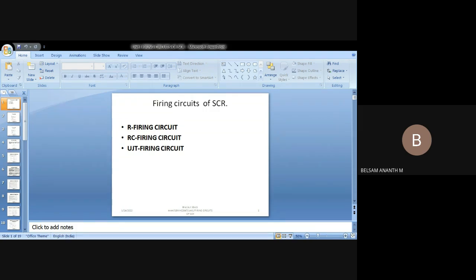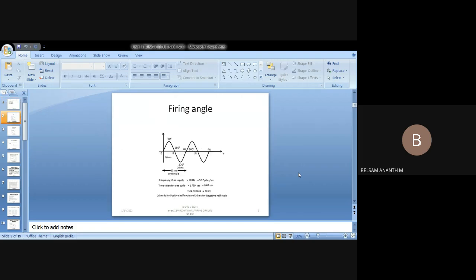So here, we have three sets of firing on my SCR or thyristor. One is called R firing, the second is the resistor and capacitor combination, and the third is the unijunction transistor firing circuit.